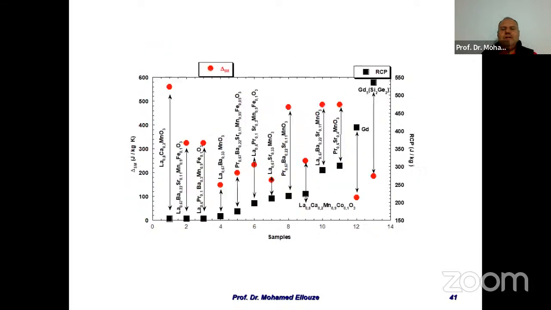Here also is the variation of RCP as well as the variation of magnetic entropy. We can see that for this kind of sample we have lower magnetic entropy but a good RCP. But for the other one, we have the difference: we have lower RCP and a good value of variation of magnetic entropy.